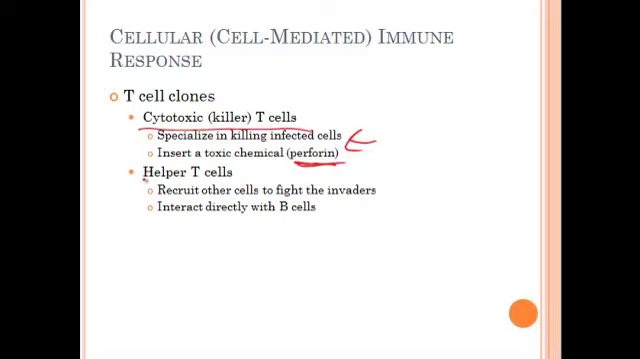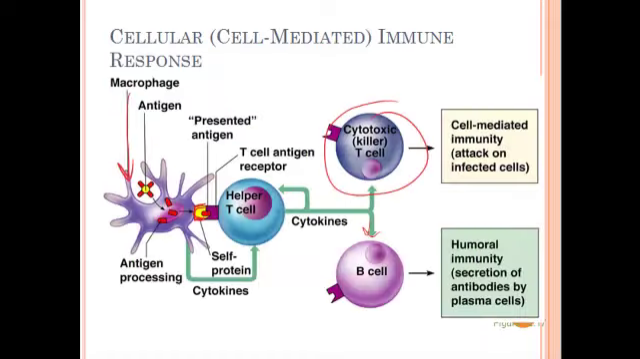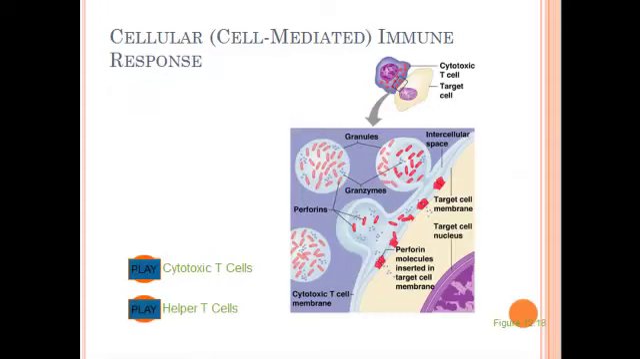The helper T cells, on the other hand, go out and recruit other cells to help fight the invader. We saw it in that picture just before, and they also interact with B cells, as you can see here. So here's our helper T cell here in the middle. It's going to interact with B cells, and it also activates more T cells and brings other cells into play as well.